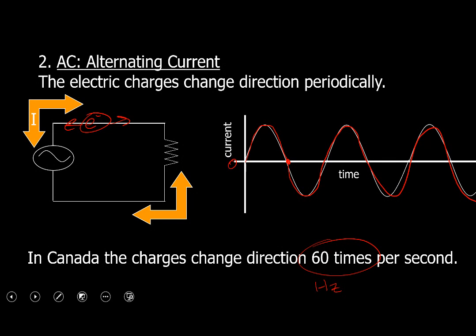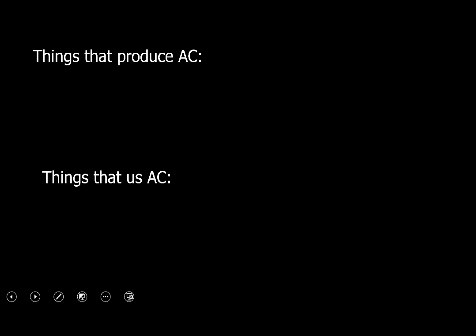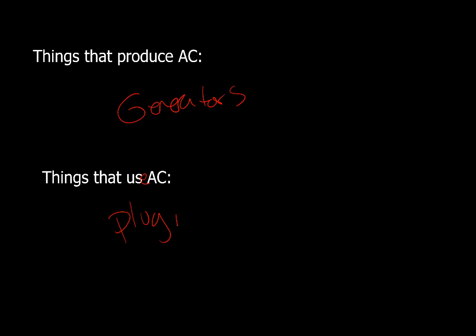Other than what you see on this slide, especially this graph right here, you're not going to be tested in this course on anything else involving alternating current. All of the examples from here on in are going to be direct current examples. Things that produce AC are generators. Things that use AC would be anything that you plug in. Anything you plug into the wall uses alternating current.